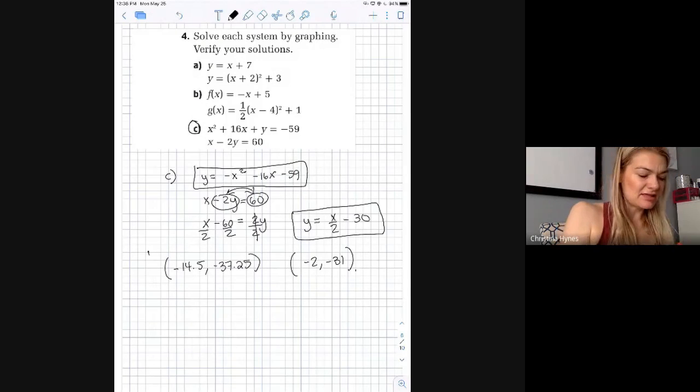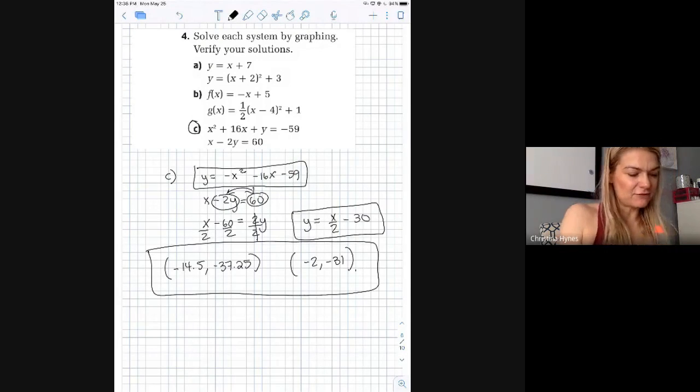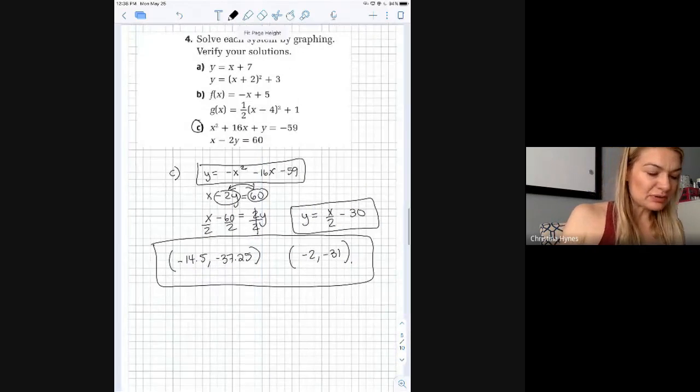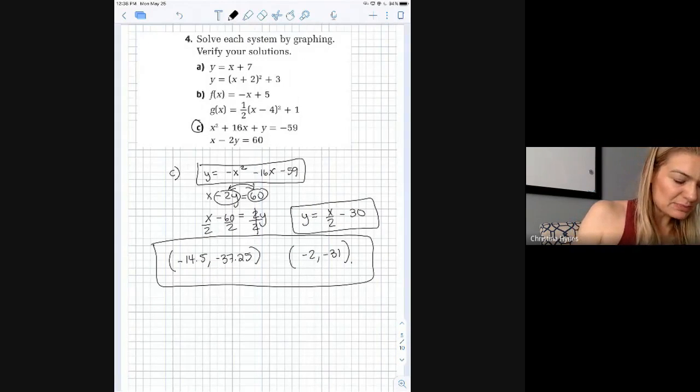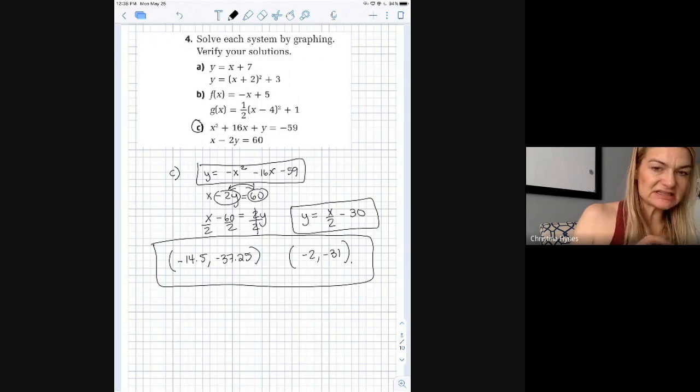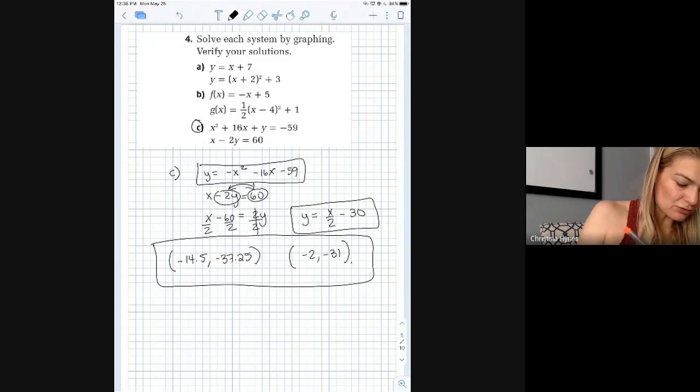Okay, so that is what I would say is my intersection. Therefore, the intersection is this. Okay, so verify your solution. If they ask you to verify, you would plug these answers into either one or both of the equations to see if the left side equals the right side. So for example, this is how you can verify.